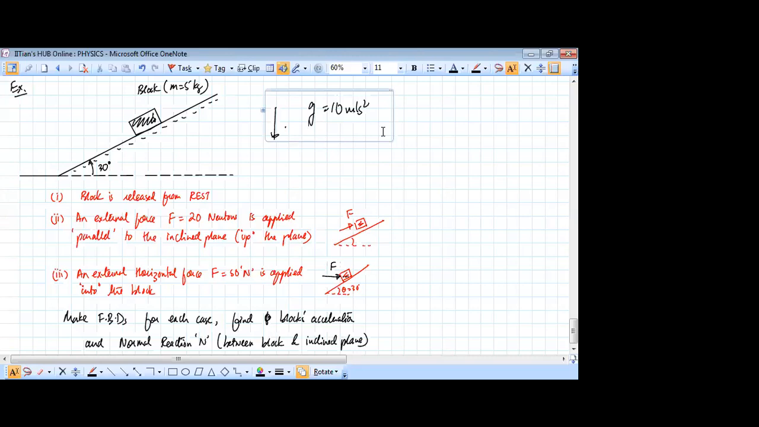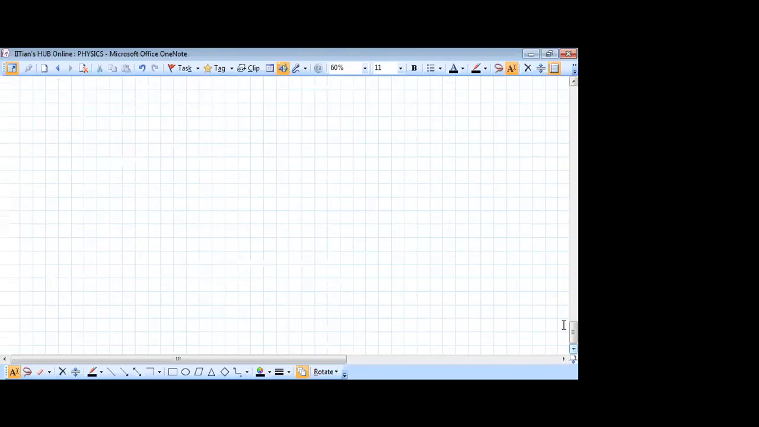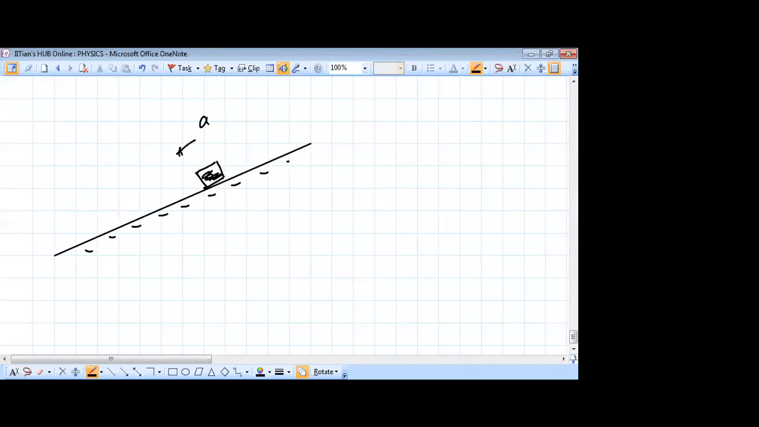No, Sarvesh, we have to consider one situation at one time. Okay? So I'm just making the free body diagram for the first part. So in the first part, I'm just releasing the block. Okay, I'm not applying any other force on it. So when I just release the block without applying any additional force on it, it will come sliding down the inclined plane. So it will come down the inclined plane with some acceleration because there are two forces acting on it: the weight mg and the normal contact force N.